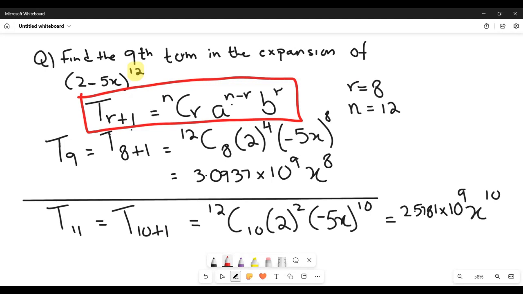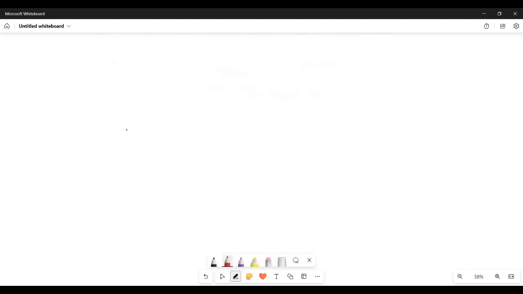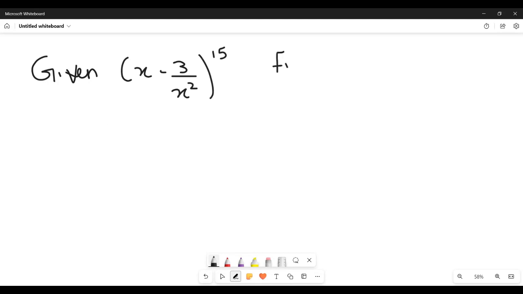Okay. Now there's another part for this question. No, in fact, the question changes. Hold on. The question is that given (x minus 3 upon x squared) power 15, find the coefficient of one over x power 9.